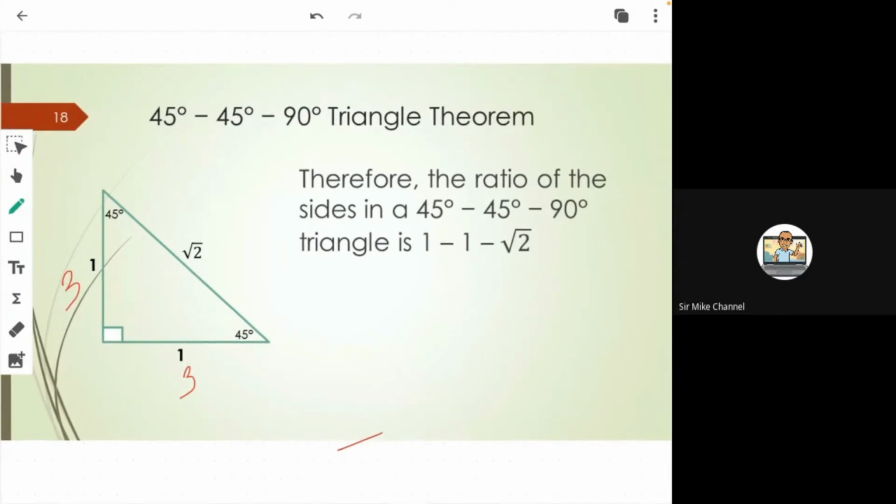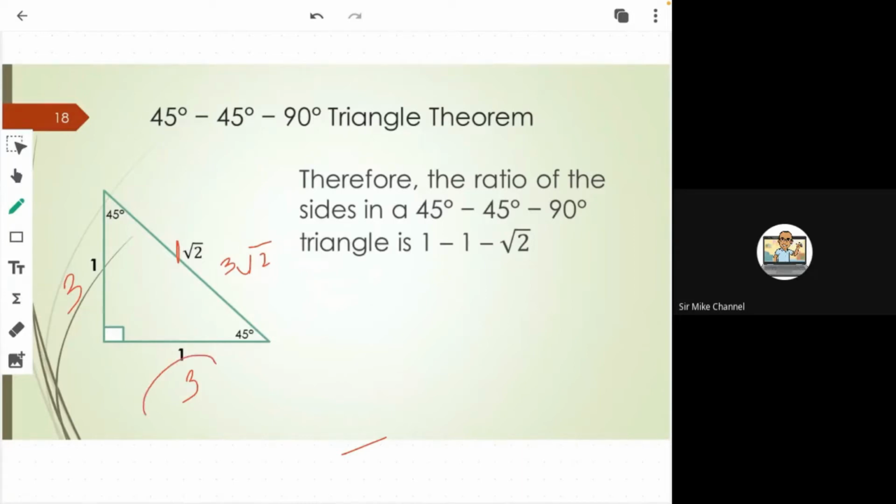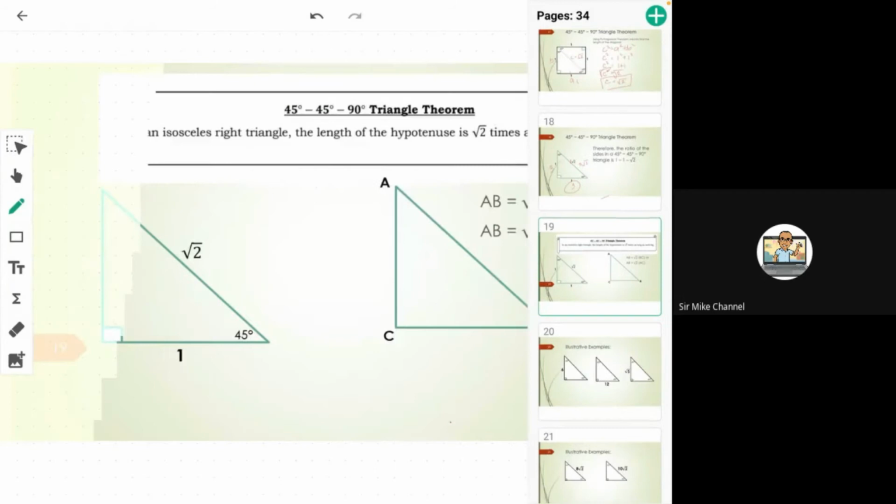And then, ano measurement ng hypotenuse? Siyempre, magiging 3 square root of 2 kasi ito yung 1 na yun, ito yung 1. So, babase lang tayo dyan. Okay, so parang nag-add lang tayo ng square root of 2 sa kabilang sa pinaka-leg natin. Okay, so giving you an example, para maintindihan natin.